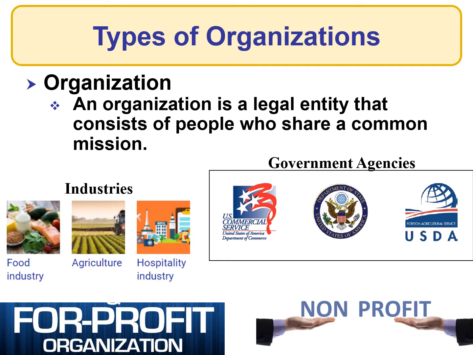Now, there's something called an industry that you probably are aware of that we should also talk about here. These organizations can be considered to be parts of different industries based on whatever their common mission is. For example, we can have food industry or agriculture industry or hospitality industry. All of these are industries within which we have different organizations that may be sharing a common mission within the industry itself.